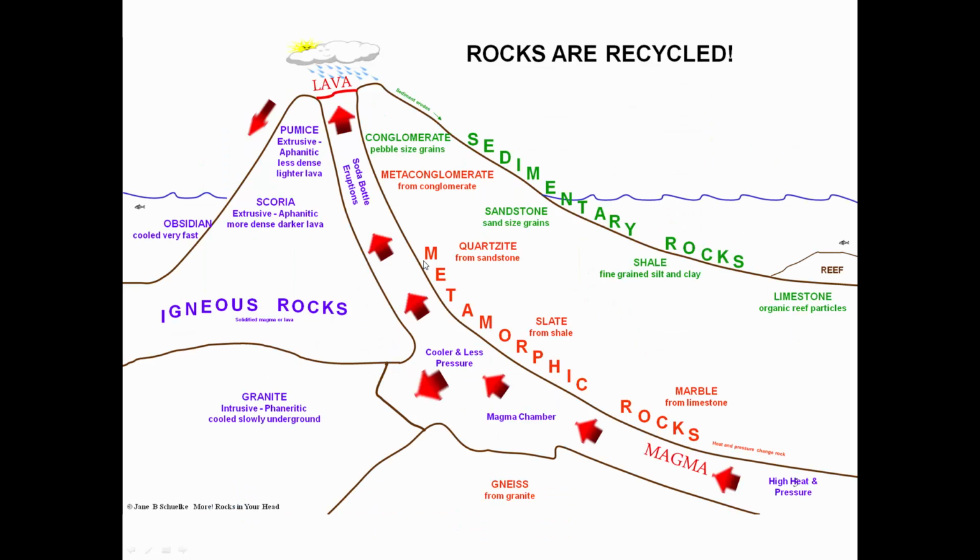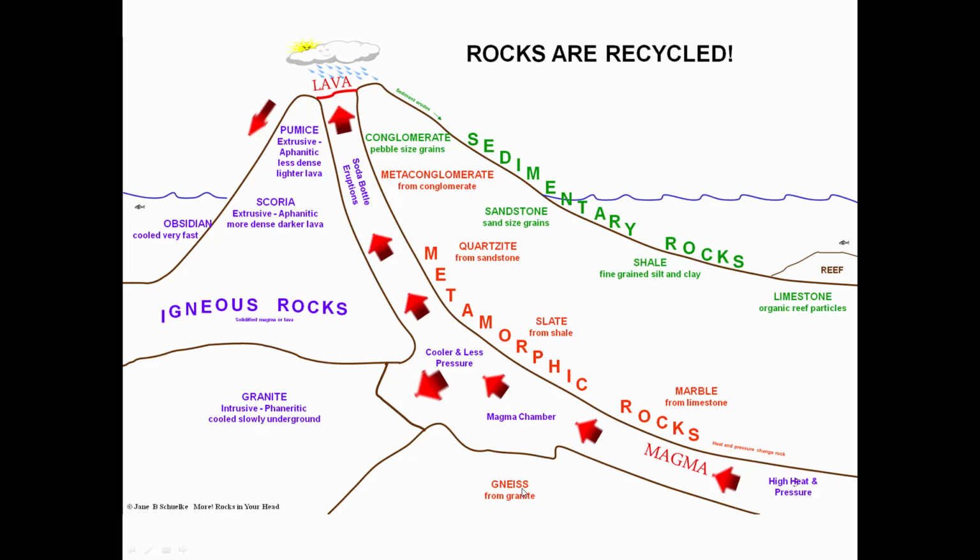This one is coming from Rocks in Your Head. It's a program created by a friend of mine, and Jane has this figure up on her website, and she has it in a poster view too. If you take a look at it, we start with molten rock inside the earth, magma under high heat and pressure, and if that were to solidify down here, we would end up with a granite, and that granite can get cooked and turn into a piece of gneiss.